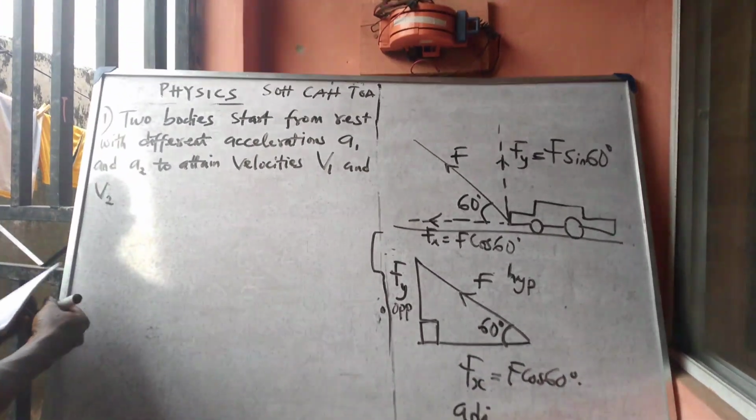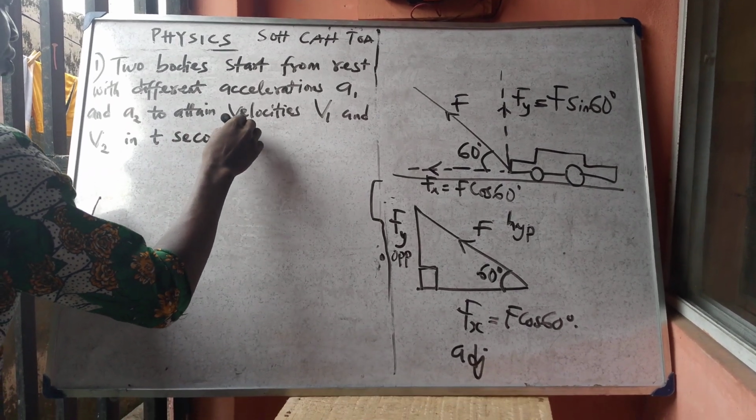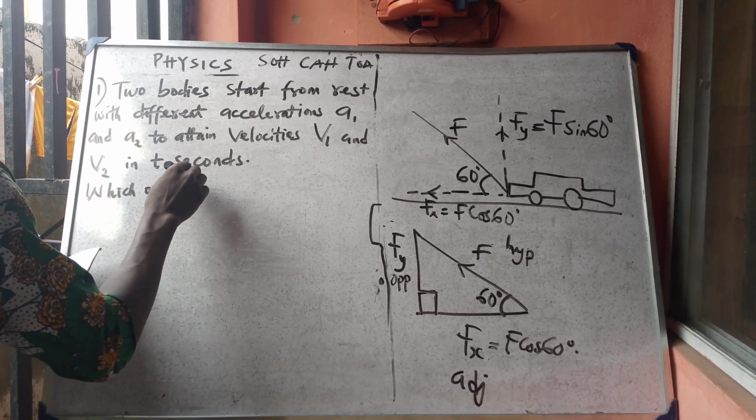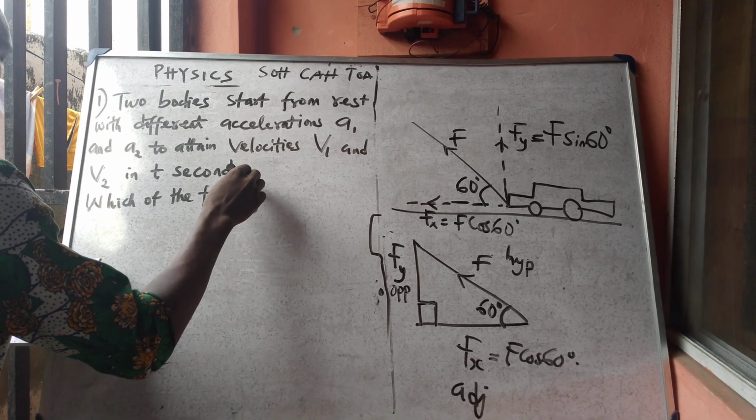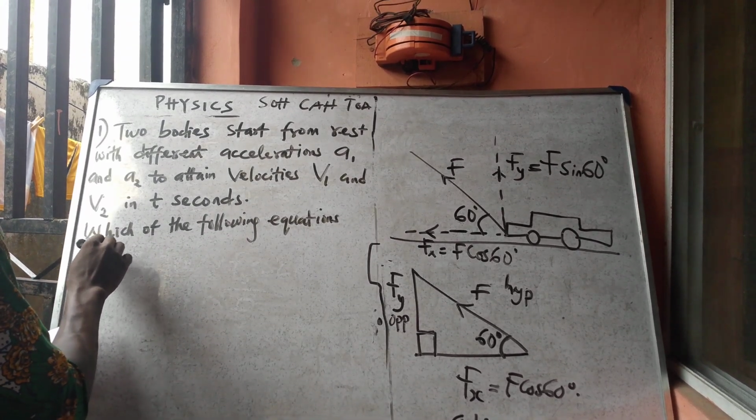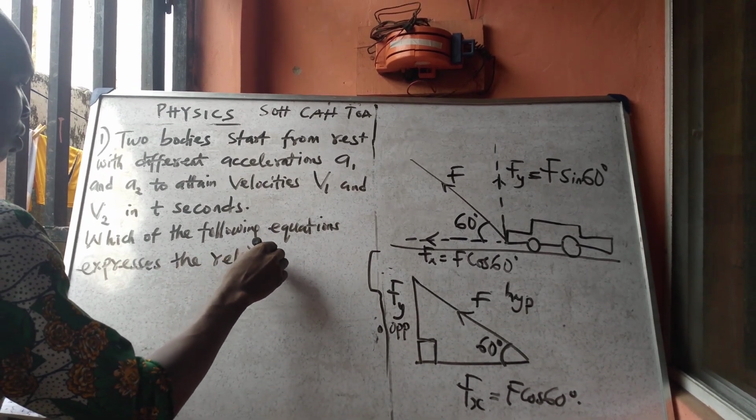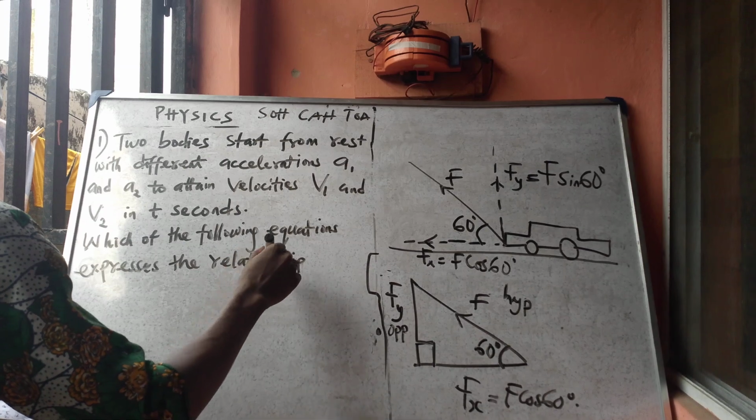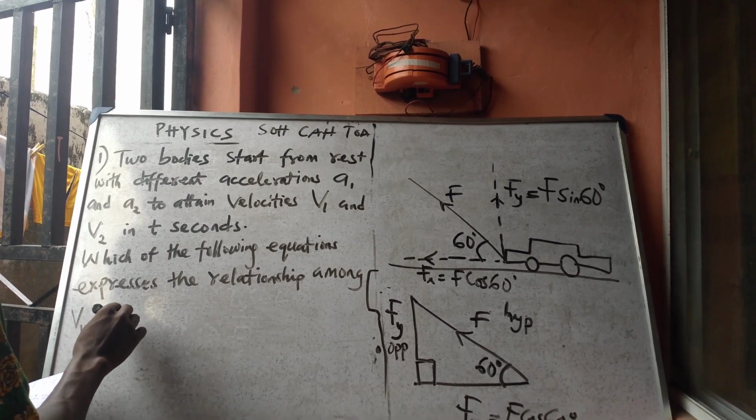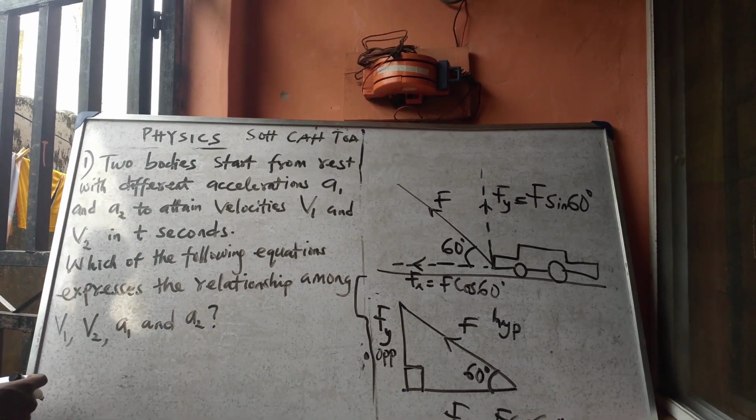Velocities V1 and V2 in t seconds. Which of the following equations expresses the relationship among V1, V2, A1 and A2?